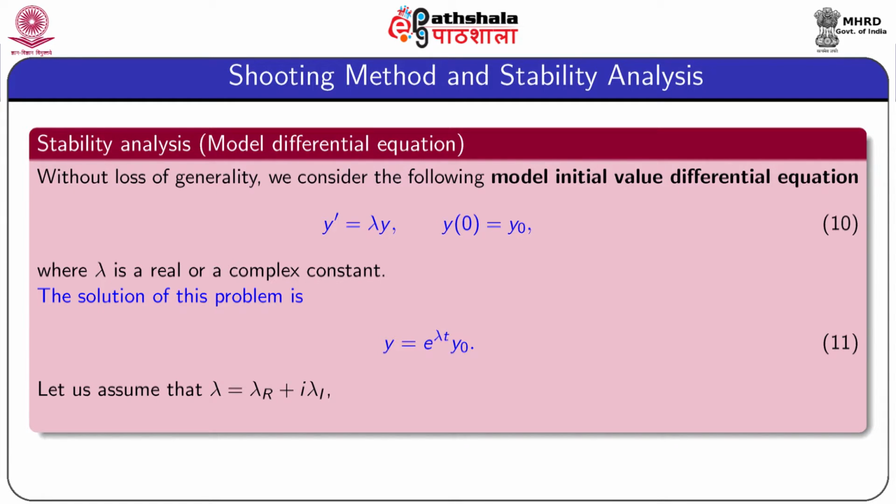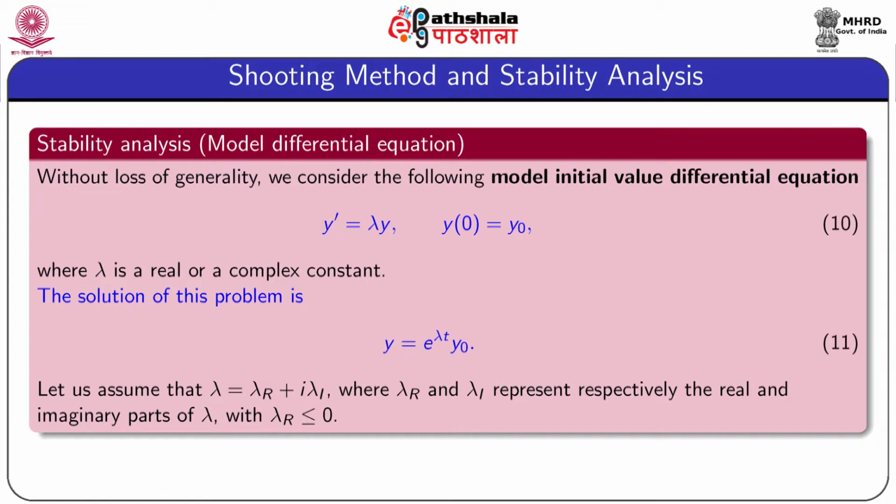We assume that lambda equal to lambda r plus i into lambda i, where lambda r and lambda i are the real and imaginary parts of the parameter lambda, and it is assumed that lambda r is less than or equal to 0. If this quantity is positive, then the solution goes to infinity. So this is a very important assumption for this initial value problem.